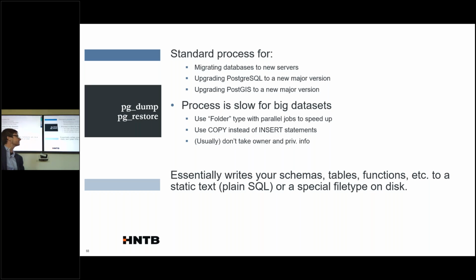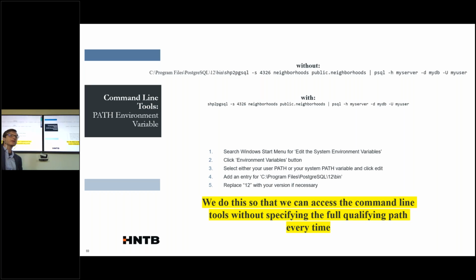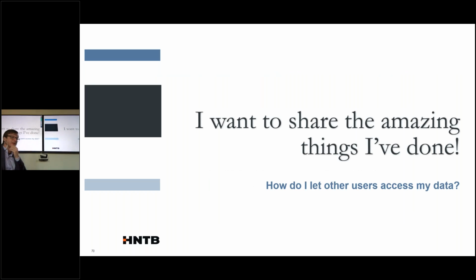So these are like a standard process for migrating databases to new servers, upgrading Postgres to a new major version, upgrading PostGIS. It's kind of slow for big data sets. There's some tips to speed it up. If you start using these command line tools, you're going to want to alter your path environment variables to make everything easier to call up in command lines. But these command line tools allow you very easily to suck in entire directories of data. So they're very, very powerful, and they're very, very fast, because most of them are written in C.